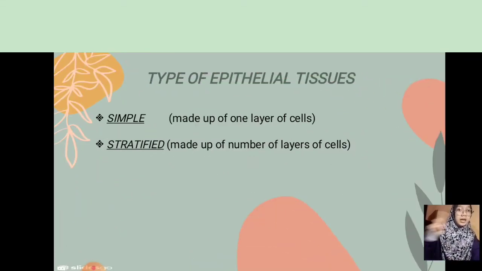There are 2 types of epithelial tissue. First, simple, which is made up of 1 layer of cells. Second, stratified, which is made up of a number of layers of cells.